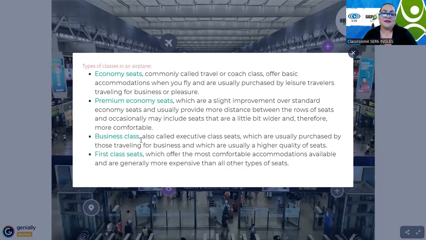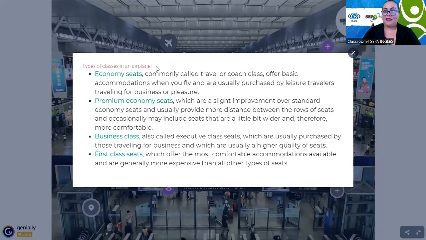Business class, also called executive class seats, are usually purchased by those traveling for business and are usually of a higher quality. First class seats offer the most comfortable accommodations available and are generally more expensive than all other types of seats.